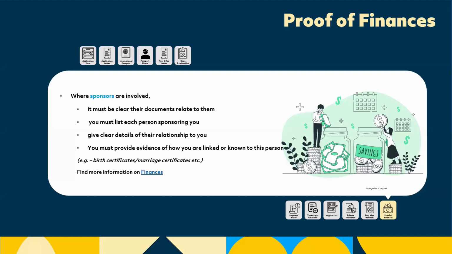Okay. And then, as I said, where sponsors are involved, it must be clear their documents relate to them. So the sponsor's documentation must relate to the sponsors. You must list each person that is sponsoring you as well. As I said, in that financial summary form, you need to list all the people that are sponsoring you, and then you give a euro amount of how much they are contributing to your sponsorship. Okay. And then you must give clear details of their relationship to you.